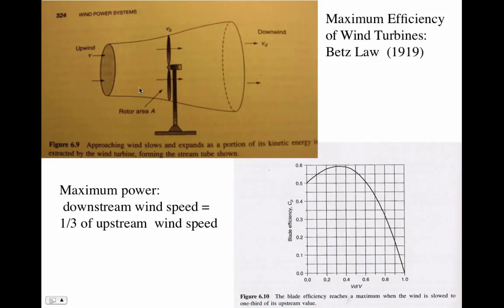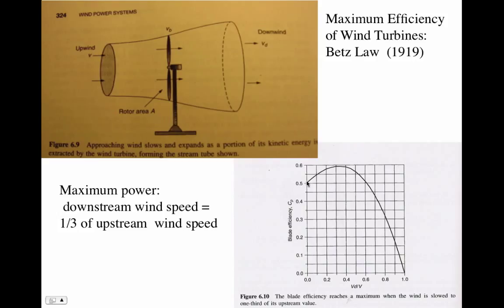We won't do the derivation of all this, all the mathematics of it. But if the downstream wind speed is about a third of the upstream wind speed, that's the optimum. If we extract less than that, we won't be getting the most energy. If we extract more than that, we won't be getting the most energy out of the wind. And so that means you can get a maximum of about 2/3, or you can see here in this graph about 0.6.